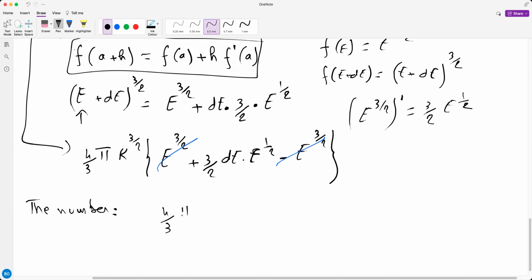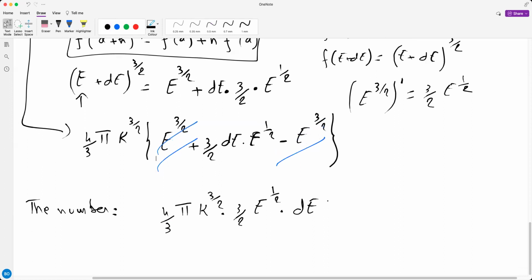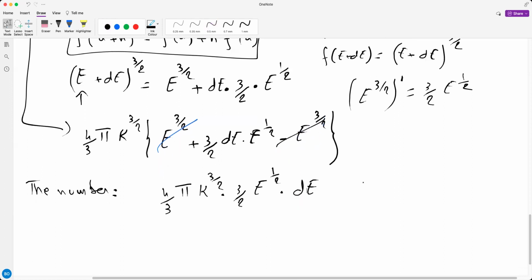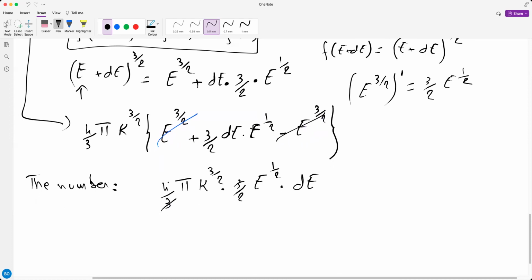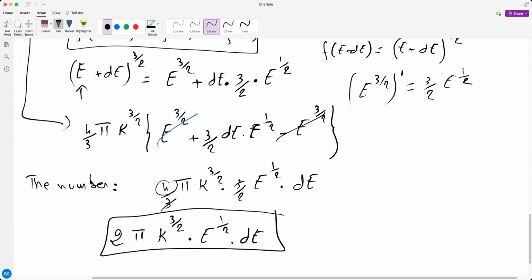It becomes 4/3 by k to the power of 3/2 times 3/2 e to the power of 1/2, and then dE. So I can get rid of this, and this becomes 2. So it becomes 2 pi k 3/2 e dE. This is the result that I'm looking for. Not yet, but this is the number of states in dE. Is this clear?